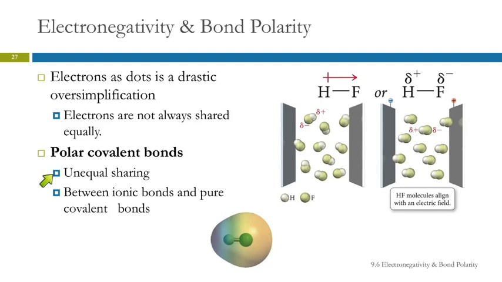So we call this a polar covalent bond. If you think about the North Pole and the South Pole, they're opposite ends of a sphere, right? There's this magnetic field, and one end at the North Pole and the other end at the South Pole. So polar means a separation of things. So this is a polar molecule. That bond is called a polar covalent bond. It's between an ionic bond and a pure covalent bond where the electrons are being shared equally. Make sense?